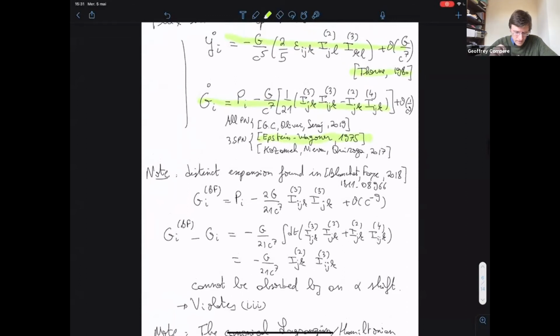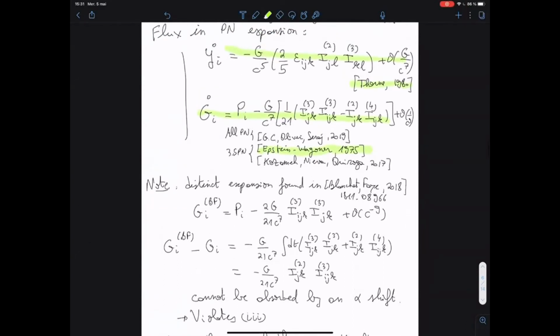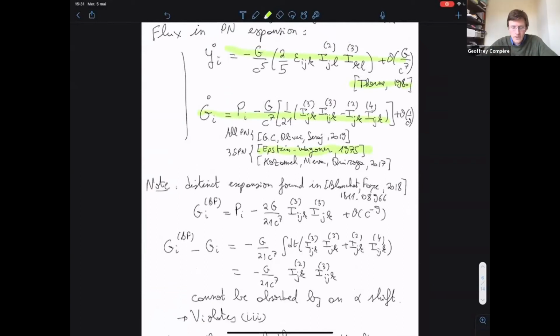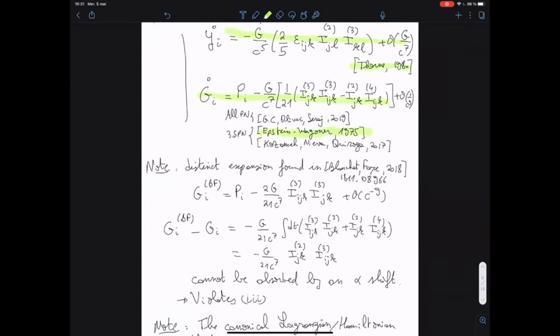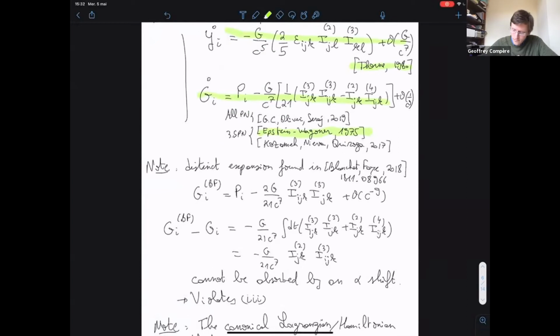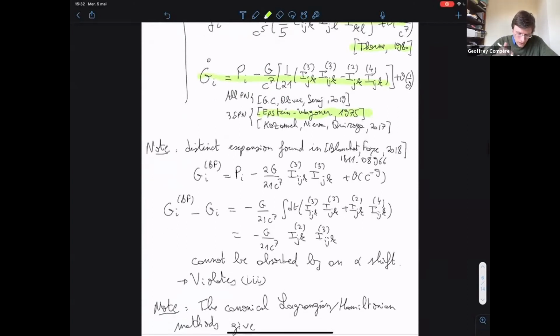There was a distinct expansion found by Blanchet and Faye. So the distance. Faye, phi, by the way, phi. Phi? Yes, not Faye, phi. Ah, Faye, sorry. No, phi. Phi. Ah, yeah, okay, phi. Okay, sorry, phi. Then the flux is given here. There's a dot missing.